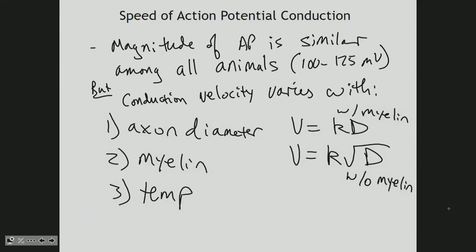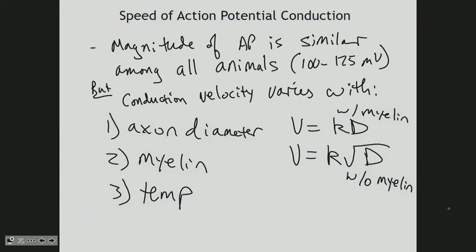So what it allows you to do is actually have a smaller axon diameter and use the temperature effect to speed up your action potentials. So there are reasons, quote unquote, why this temperature effect is useful. So these things kind of play off each other. I'm putting them down here as 1, 2, and 3, but they actually play off of each other.